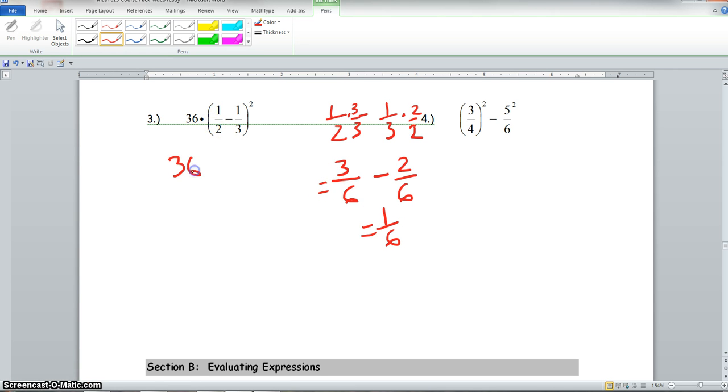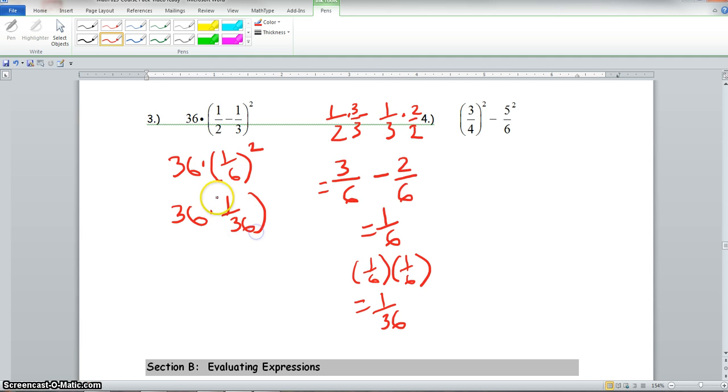So we have 36 times 1/6 in parentheses squared. Now, what we want to do first, before we take this 36 times this value here, we have to do the order of operations. So we have to take this 1/6 in parentheses squared, which I will show down here. 1/6 times 1/6 will give us 1 over 36. So we have 36 times 1 over 36.